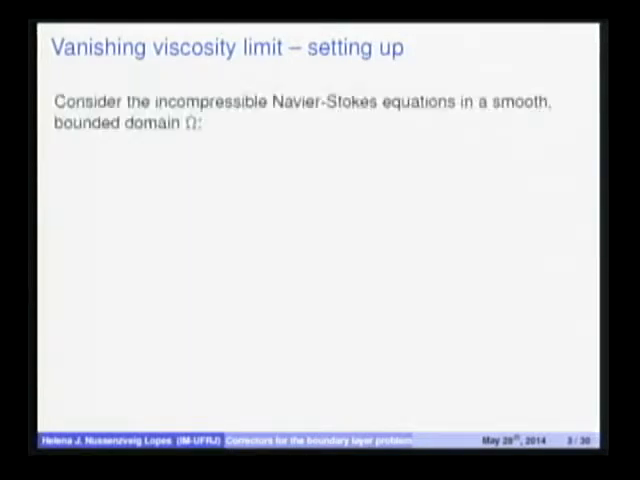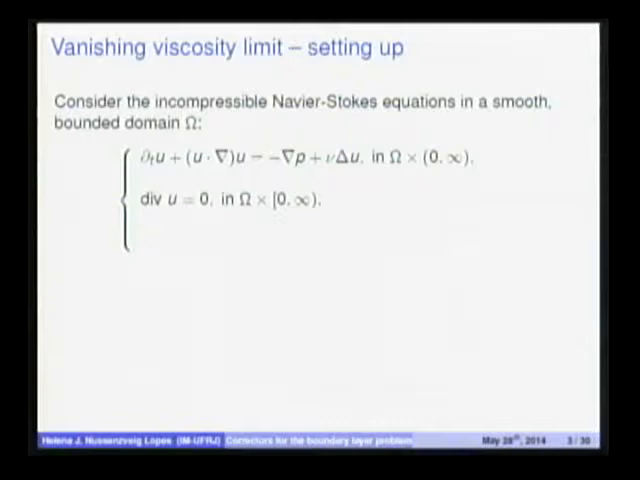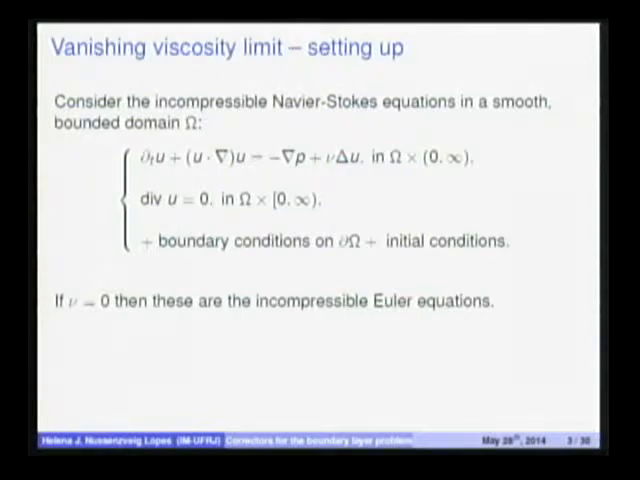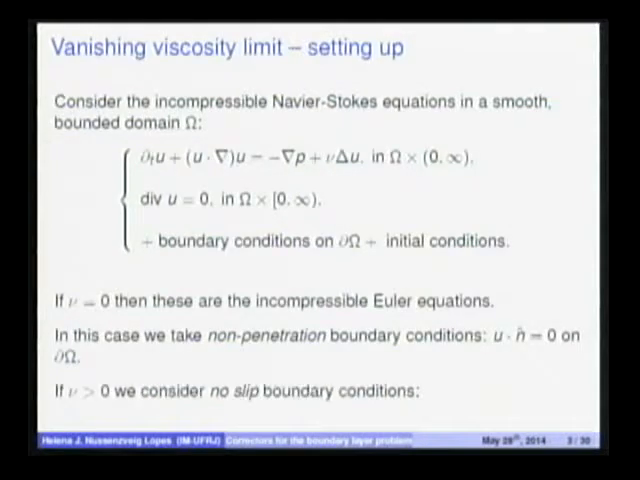Okay, so let me start with the vanishing viscosity limit, setting up our problem. So we consider incompressible Navier-Stokes in a smooth bounded domain omega. Here we've got our favorite PDEs, boundary conditions, and initial conditions. And as you know, if viscosity is 0, these are the incompressible Euler equations, and we take non-penetration boundary conditions. And if the viscosity is positive, we take no-slip boundary conditions.